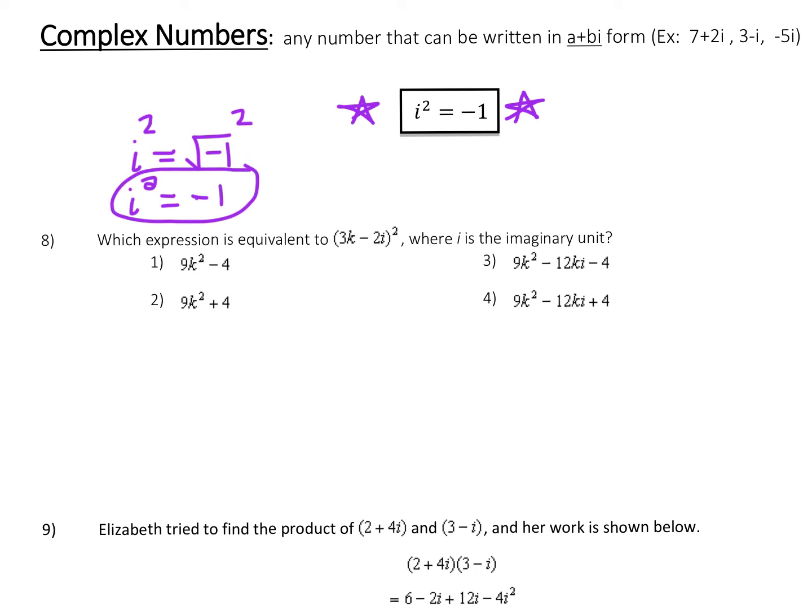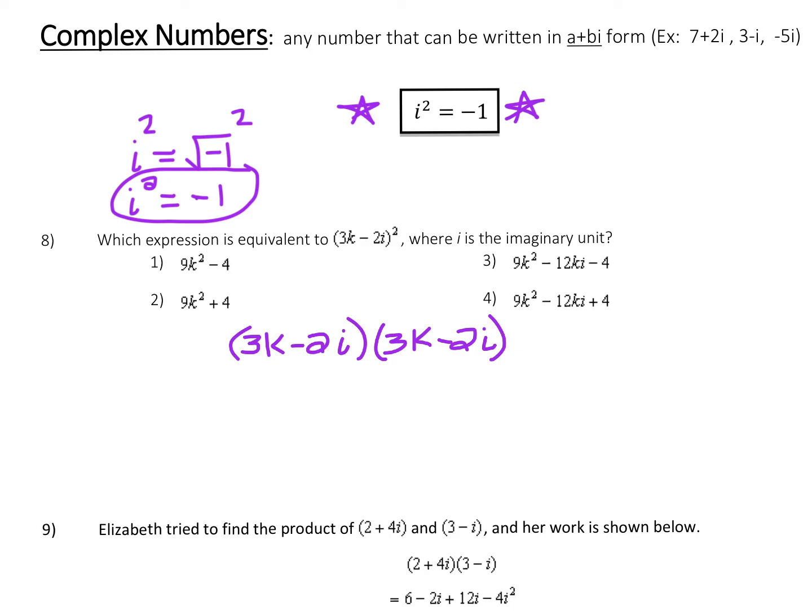So you're going to keep this rule in mind as we do some of the examples on the next couple pages. All they want us to do is take complex numbers and perform certain operations on them. For example, number 8 says, which expression is equivalent to this binomial squared? When you have a binomial being squared, doesn't that mean there's 2 of them? So let's take this binomial, 3k minus 2i, and write it out twice. That's what it means when something's squared: we have 2 of them being multiplied together. If we have a binomial times a binomial, we can double distribute.